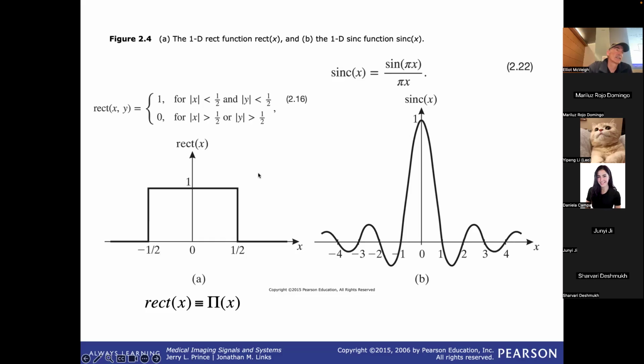You can imagine that's extremely useful if you want to window something. You have interesting stuff, but you're really interested in a certain domain. You can multiply by a rectangle function to get rid of everything and just look inside that window. That's what this is often used for.